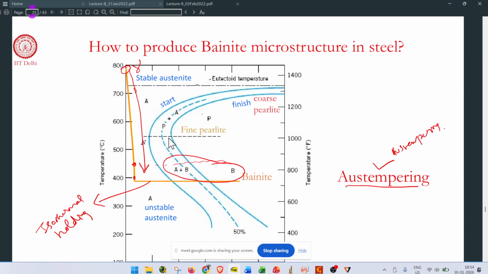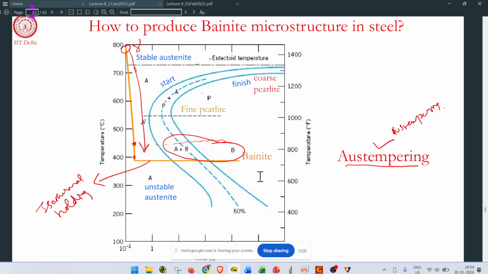For the formation of the bainite microstructure, first we have to avoid this nose point and cool down to this temperature. Then we have to hold it isothermally for a longer duration of time, so that it again touches this region and forms the bainite phase. This is called austempering.